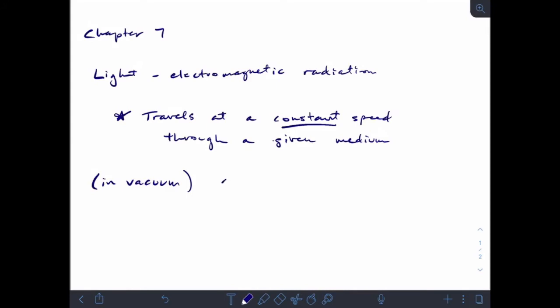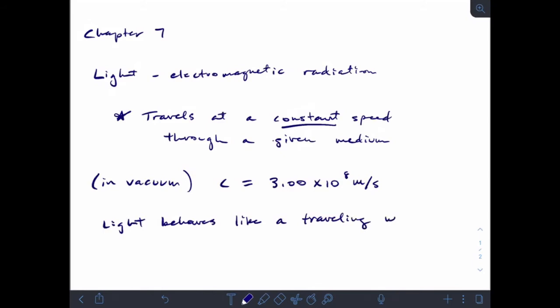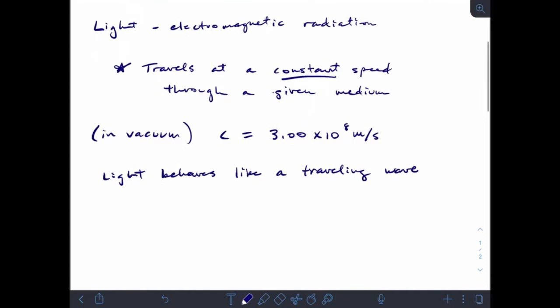The symbol for the speed of light is c, lowercase c, 3 times 10 to the 8 meters per second. Now, light behaves like a traveling wave. It also behaves like a particle, but we'll get into that in a little bit.